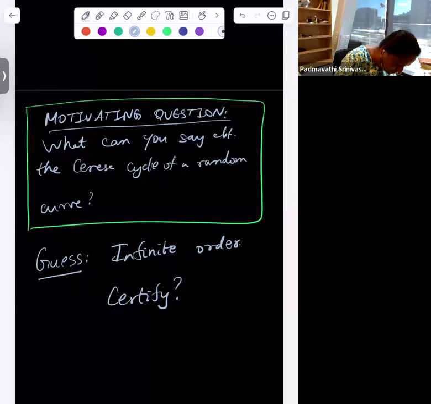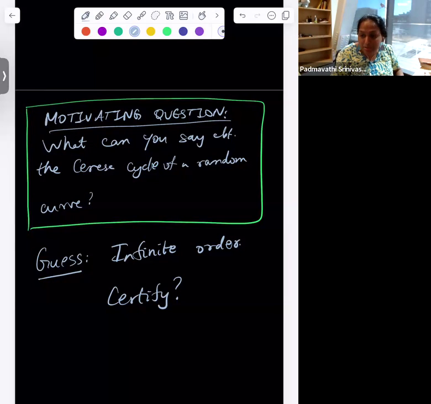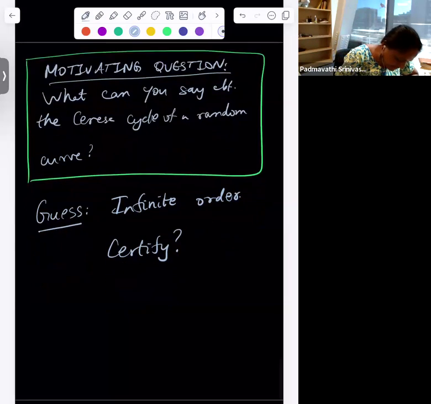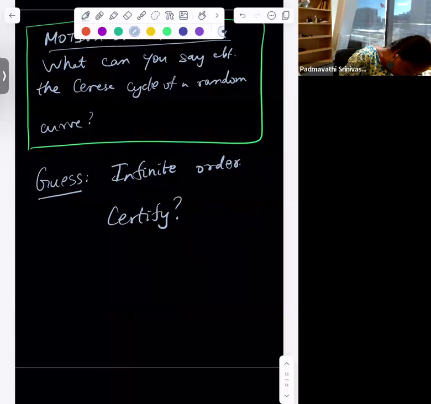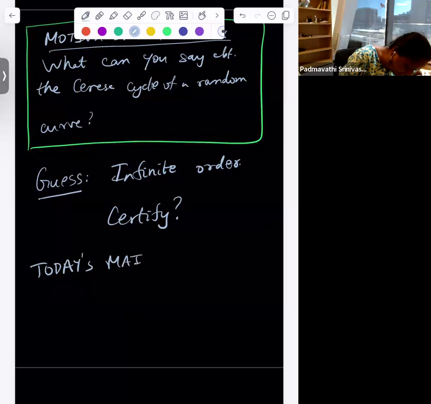Right. It's a very good guess to make, but today's main result is about a way to actually produce certificates that Ceresa cycles have infinite order. So that's the main theorem I want to present today. It's really an algorithm.